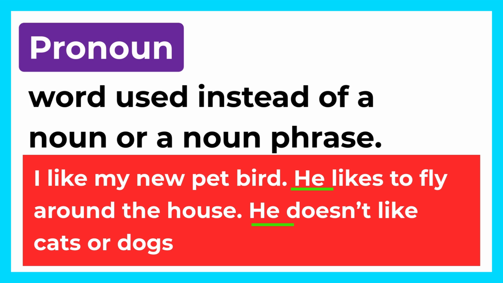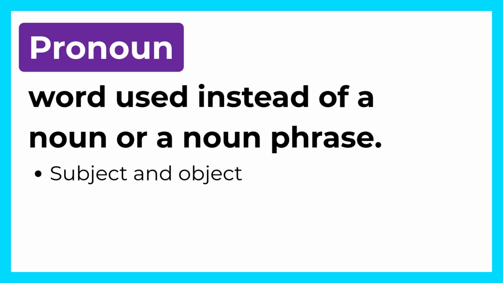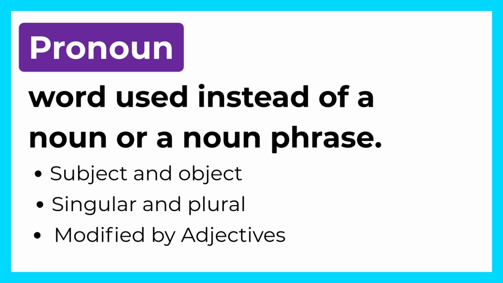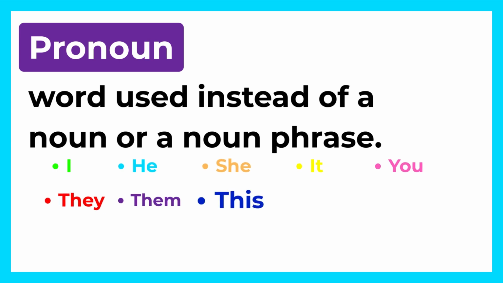So pronouns can allow us to shorten our sentences and make them sound less repetitive. This is useful in both writing and speaking. It's important to note that grammatically, pronouns function a lot like nouns. They can be used as subjects and objects. They can refer to people, places, animals, things, and ideas. They can be singular or plural. They can be modified by adjectives.